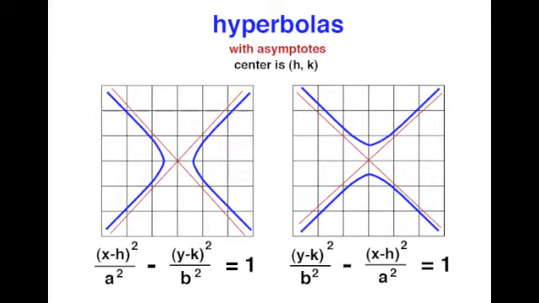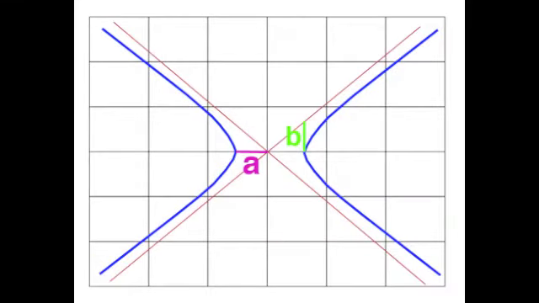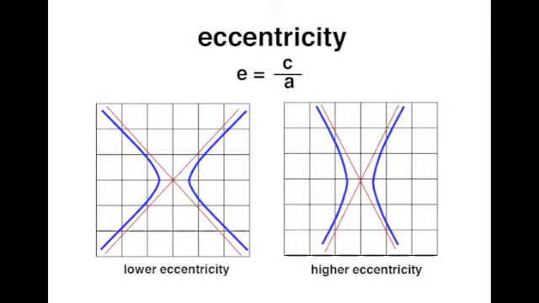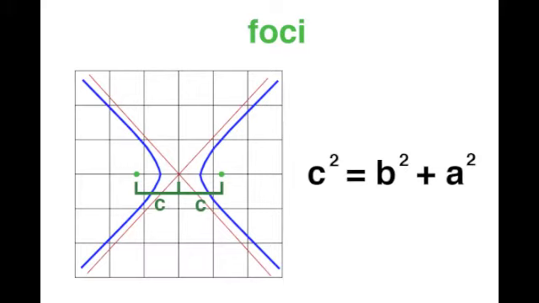a is the distance from center to hyperbola, but b is from asymptote to hyperbola. Asymptote equations are the same, just flip a and b and give it a new name. Eccentricity is like an ellipse, but e is greater than 1, and can go to infinity and beyond. The foci, they're outside. c squared equals a squared plus b squared. That's a hyperbola, so now you're prepared.